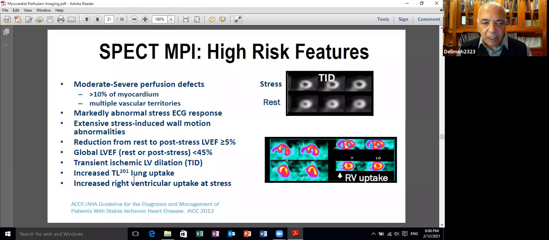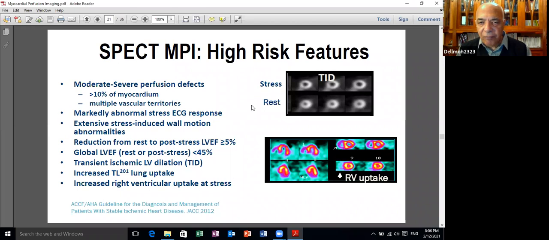Increased lung uptake of thallium. The reason for that is the increased wedge pressure in patients with advanced multivessel ischemia. As a result of the increased wedge pressure, the flow of thallium in the lung will be slow and will appear as an increased lung uptake.